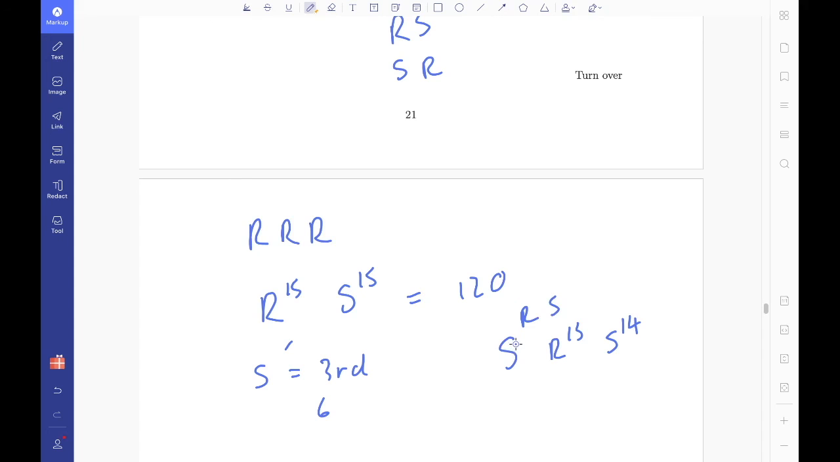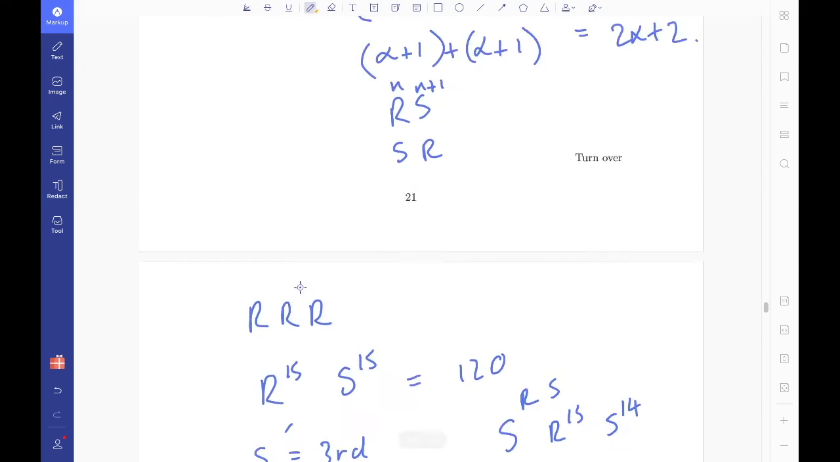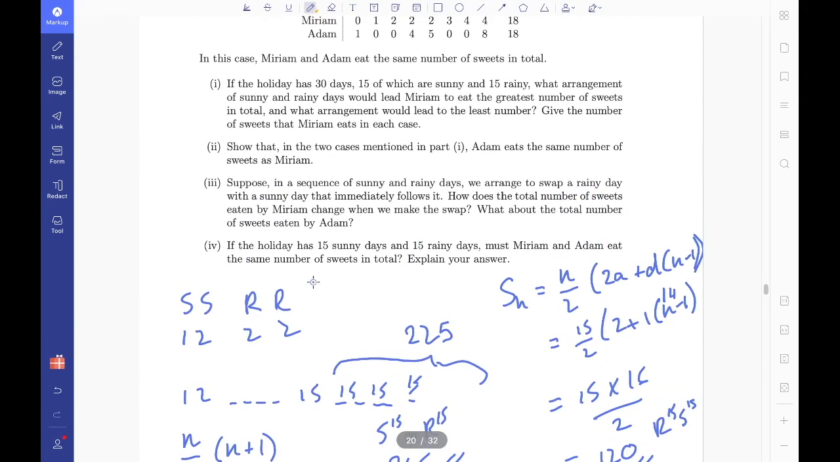If you kept doing those swaps, you'd just keep adding 1 to Miriam and Adam's scores, and because every time you do that it adds 1 to both of their scores, they will remain the same number of sweets for each of them. So it doesn't matter what combination of sunny and rainy comes up, you're still going to have Adam eat the same number of sweets as Miriam. Okay, and I think that's a good argument for what follows here.